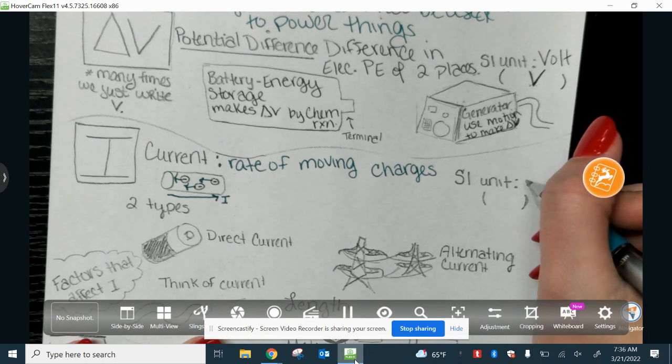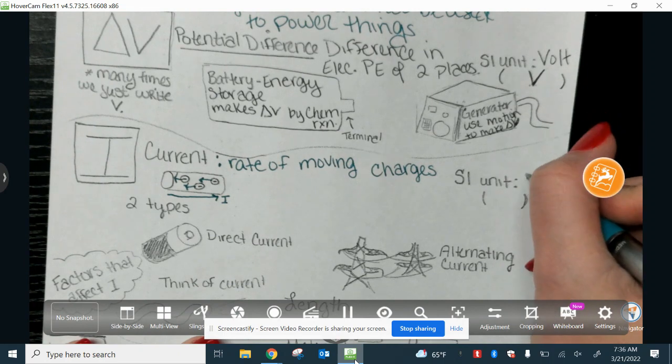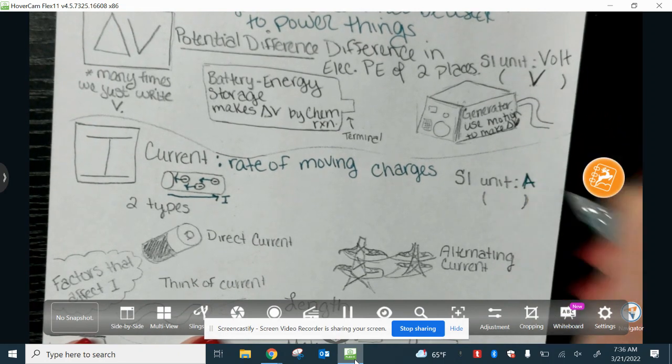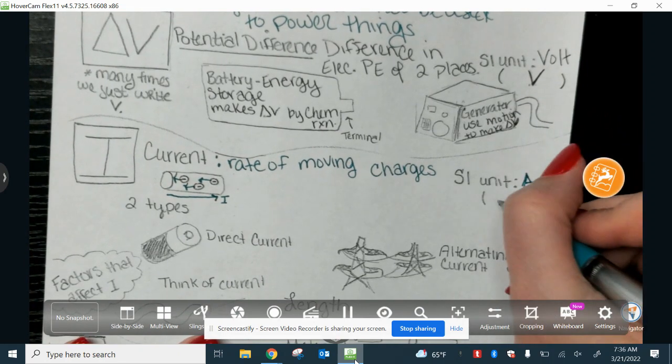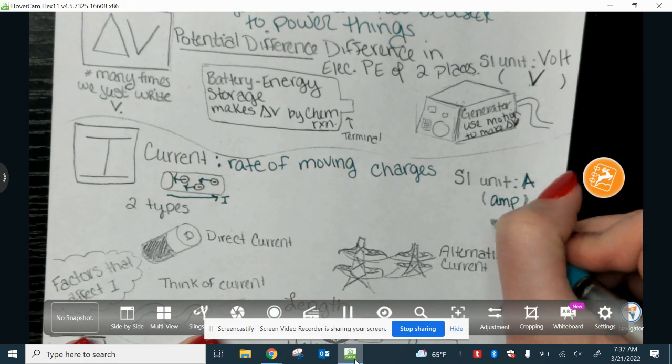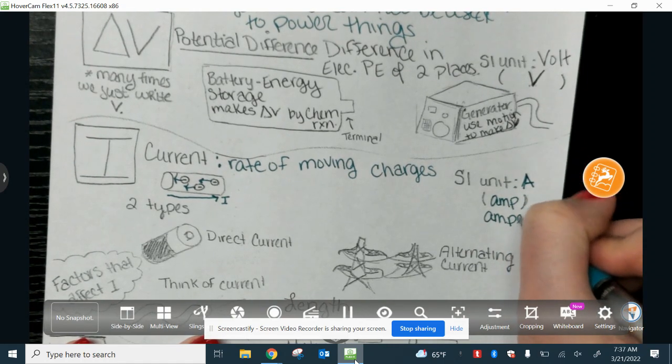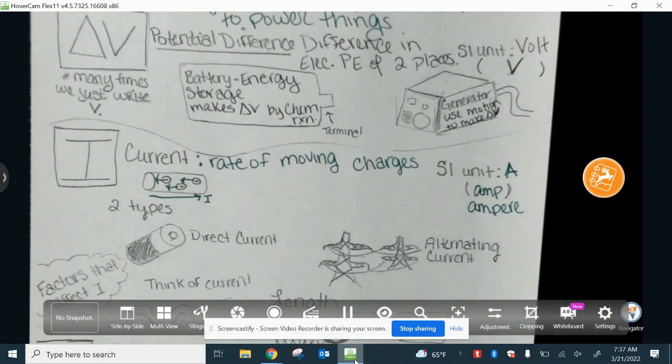All right, our SI unit is A, and it stands for amp or ampere.